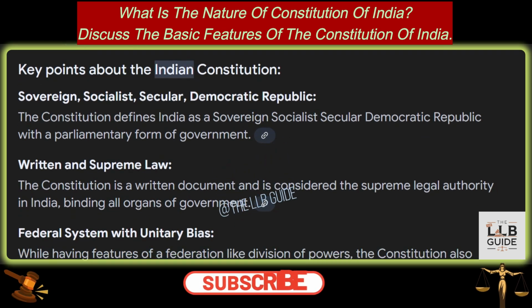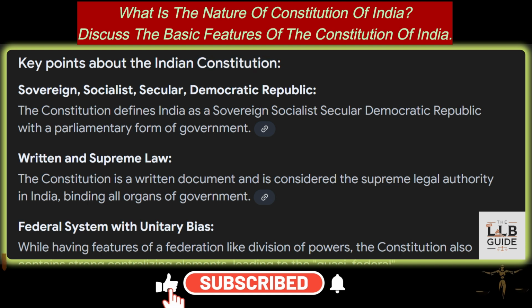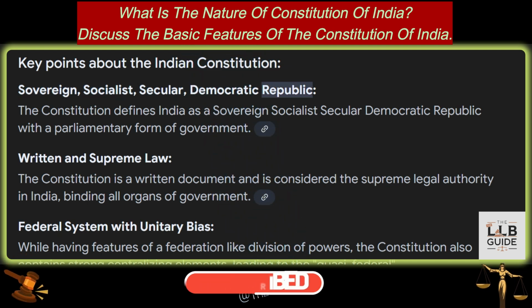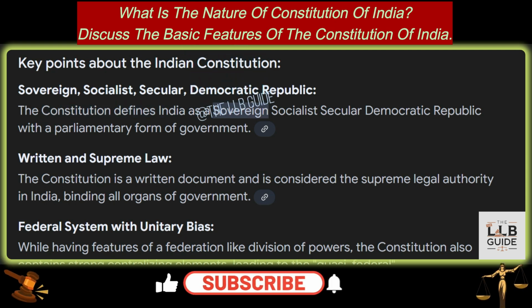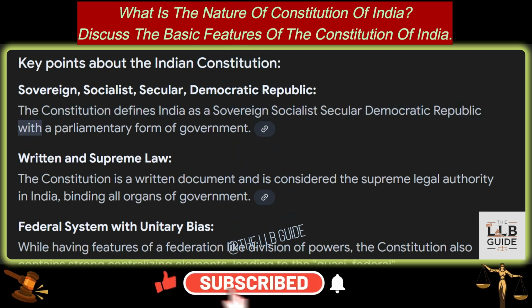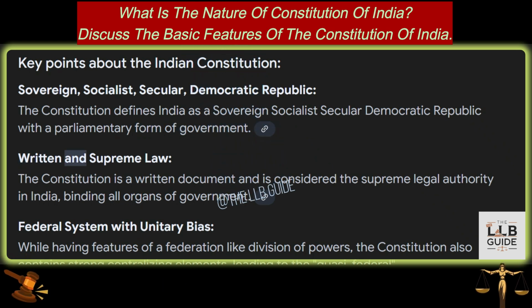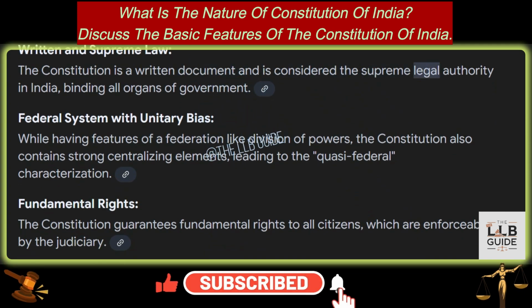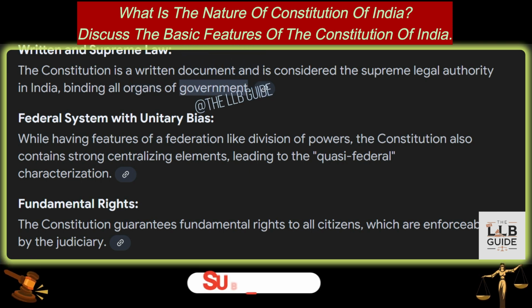Key points about the Indian Constitution. 1. Sovereign, socialist, secular, democratic republic. The Constitution defines India as a sovereign socialist secular democratic republic with a parliamentary form of government. 2. Written and supreme law. The Constitution is a written document and is considered the supreme legal authority in India, binding all organs of government.